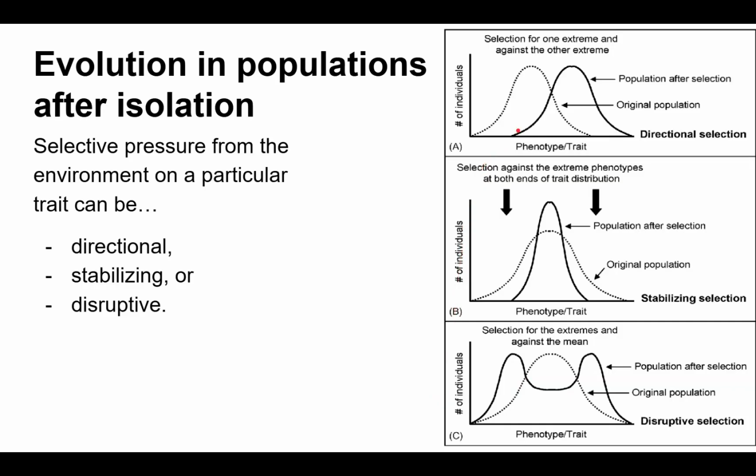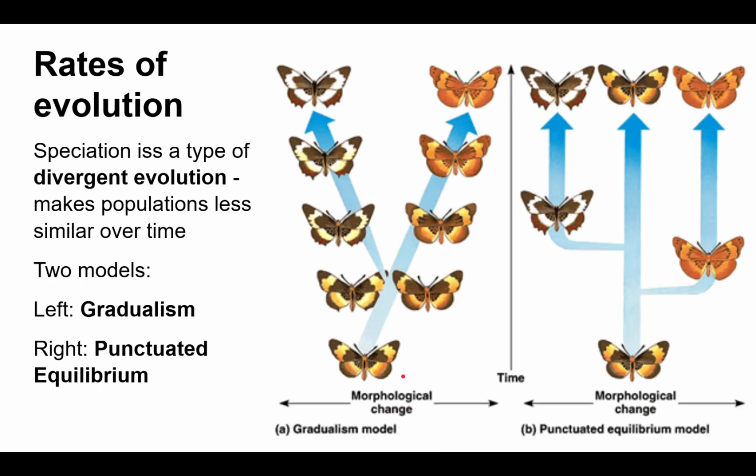All right, so that's directional, stabilizing, and disruptive. And then lastly, we have our rates of evolution. Once you get separation, you can go at different rates, right? The speed of evolution. We've mostly talked about what we call gradualism, where we get some sort of change, some sort of isolation, and gradually over time this one changes to here and this one changes to here, right? So that's our gradualism situation.